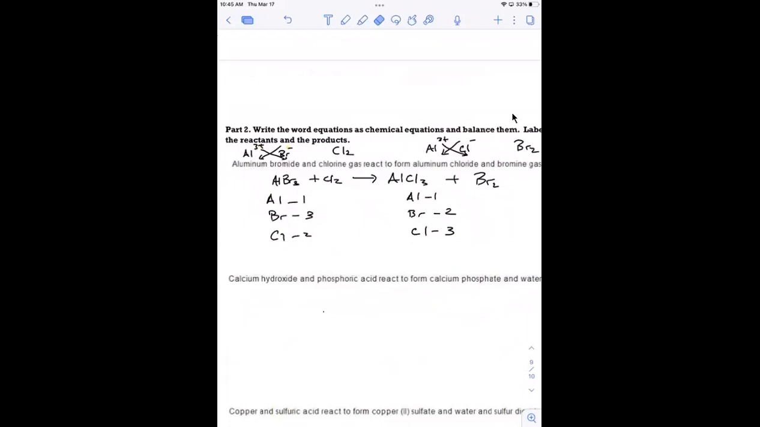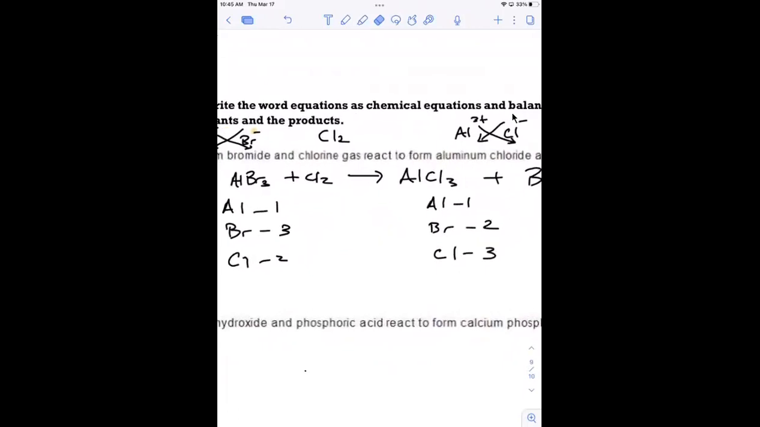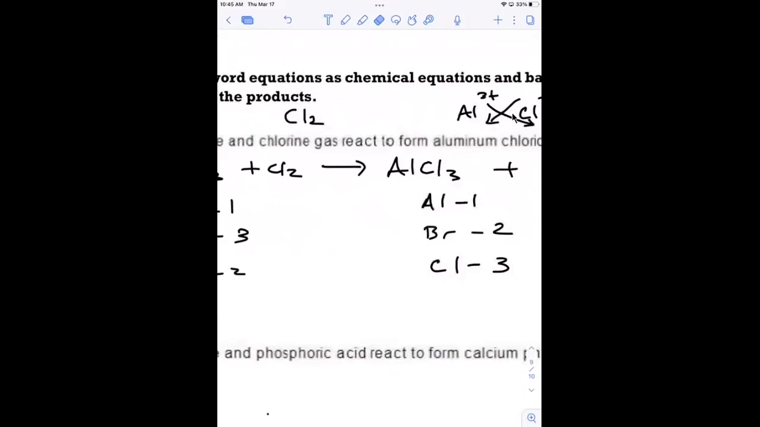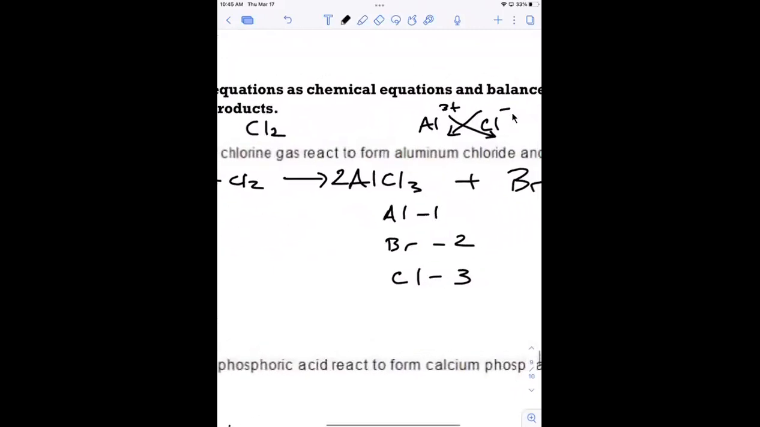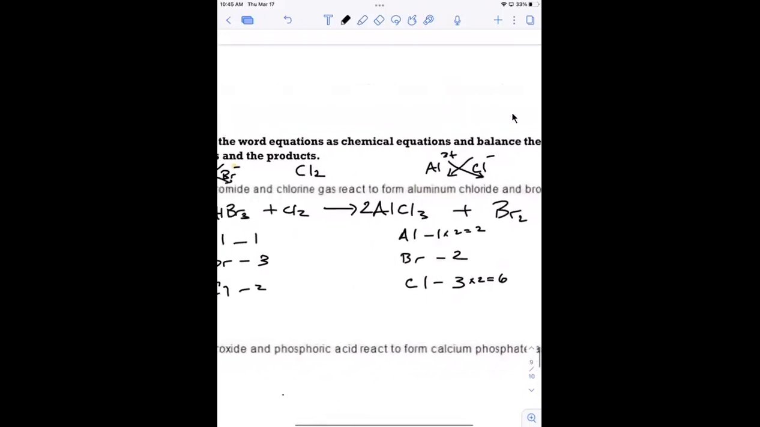I'm thinking we can start with chlorine on the right side. Let's do that. So let's see what happens if we put a 2 here. Right, that's going to make aluminum times 2. So that's going to be 2 aluminums. Chlorine is going to be 3 times 2, which is going to be 6 chlorines. And then bromine is still 2.